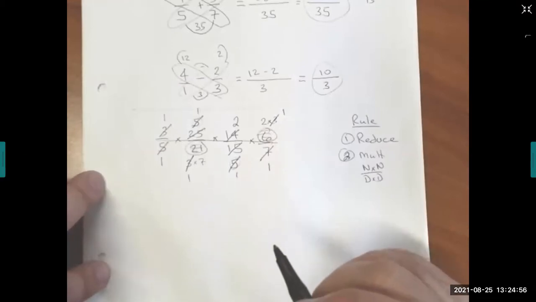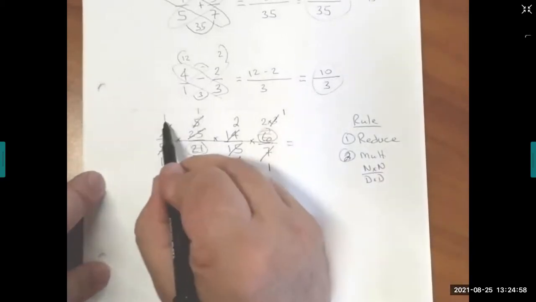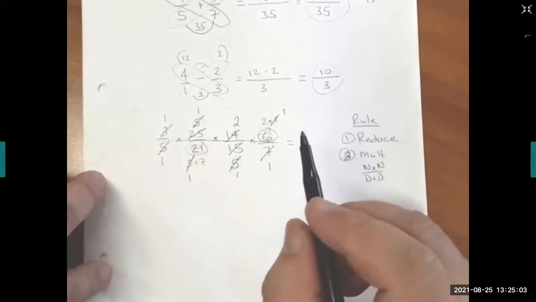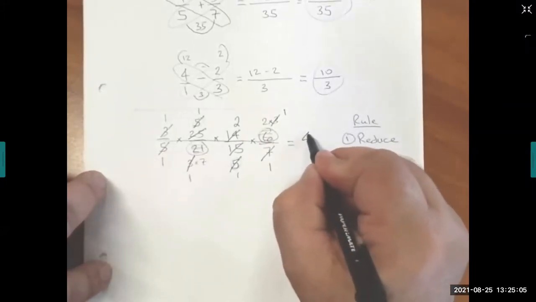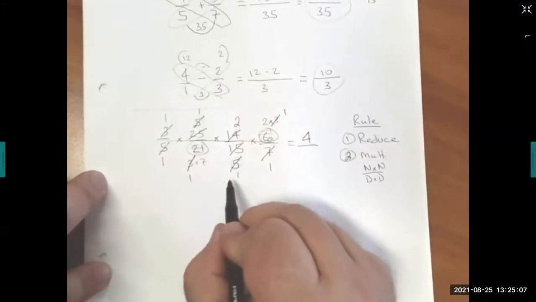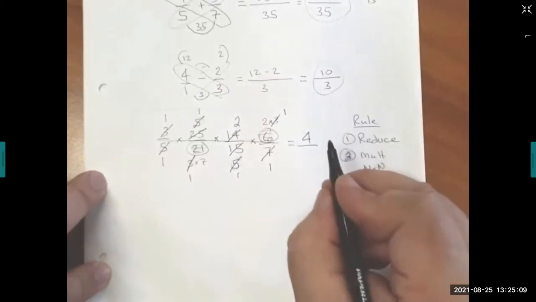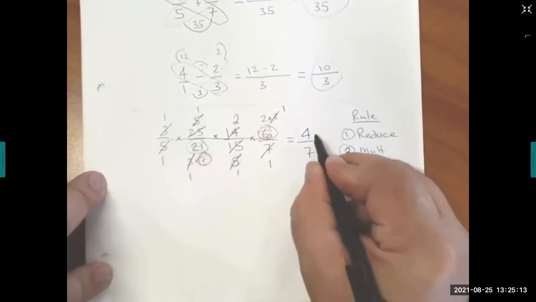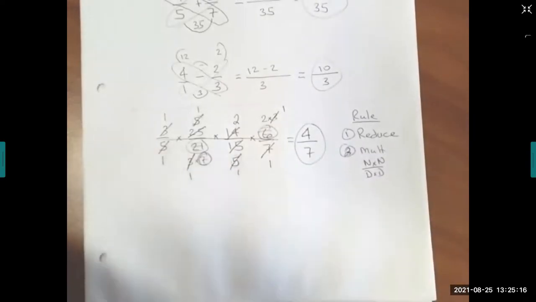So let's see what we have now. 1 times 1 times 2 times 2 times 1 is what? 1 times 1 times 1 times 1. Oh, no, there's a 7. Times 7 is 7. So there's your final answer. Doesn't that way seem a lot easier?